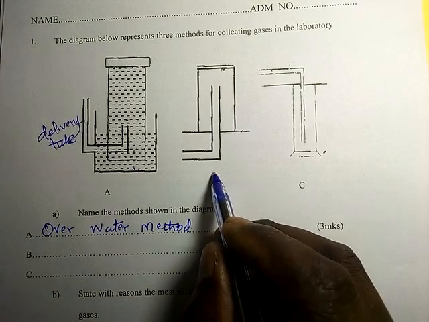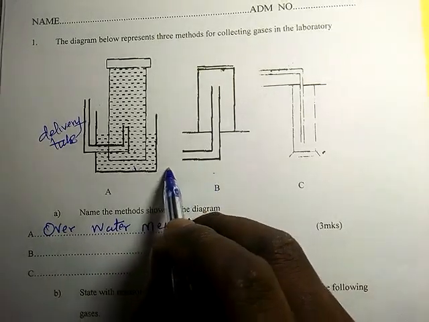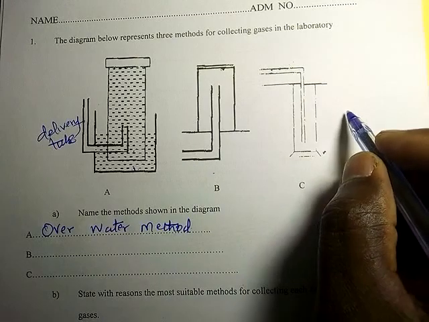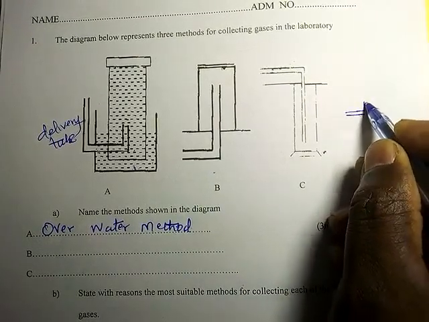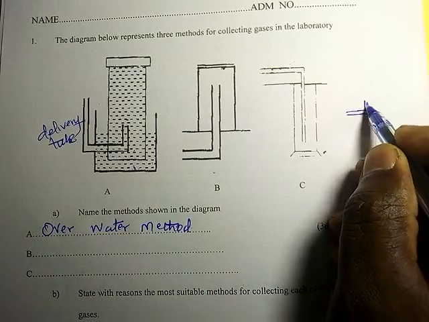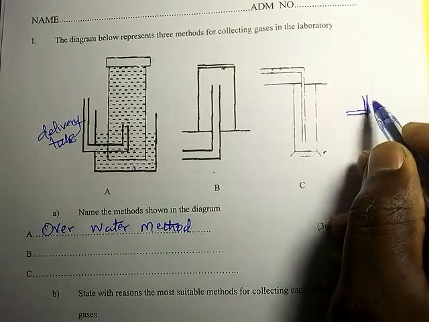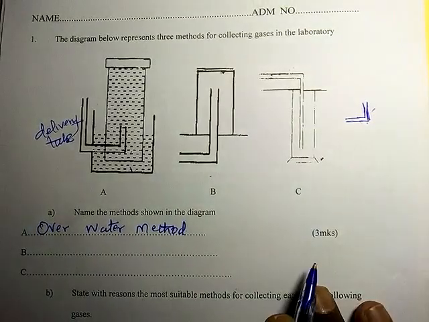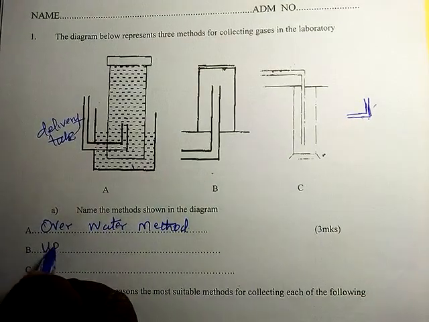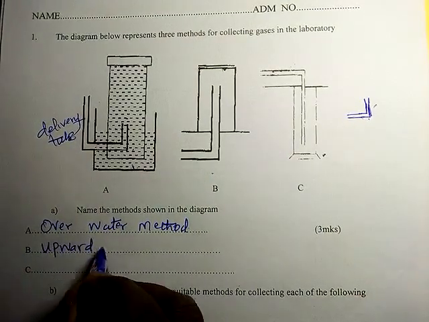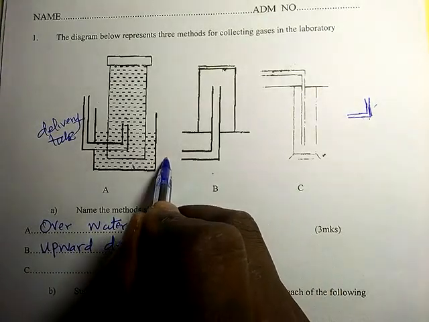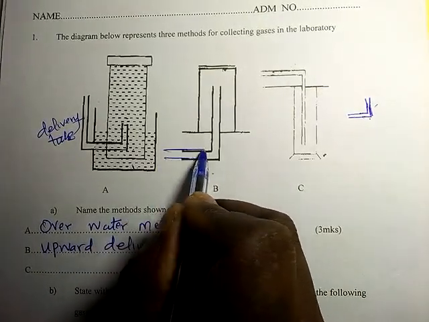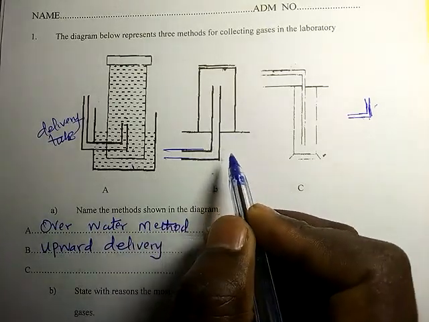Right? B. Look at the delivery tube. When the delivery tube comes and then it bends upwards, that's what you look at. The delivery is bending upwards. That one is called upward delivery, because this delivery tube bends upward.